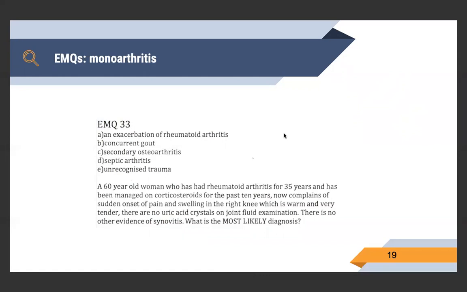Cool. Yeah, so that's where we're going with it. Septic arthritis, exactly. It's kind of a bit of a giveaway. They can tell you there's no uric acid there, so it's not gout. And it seems really severe and they're immunosuppressed. They've been on steroids for yonks. So this is septic arthritis, exactly.